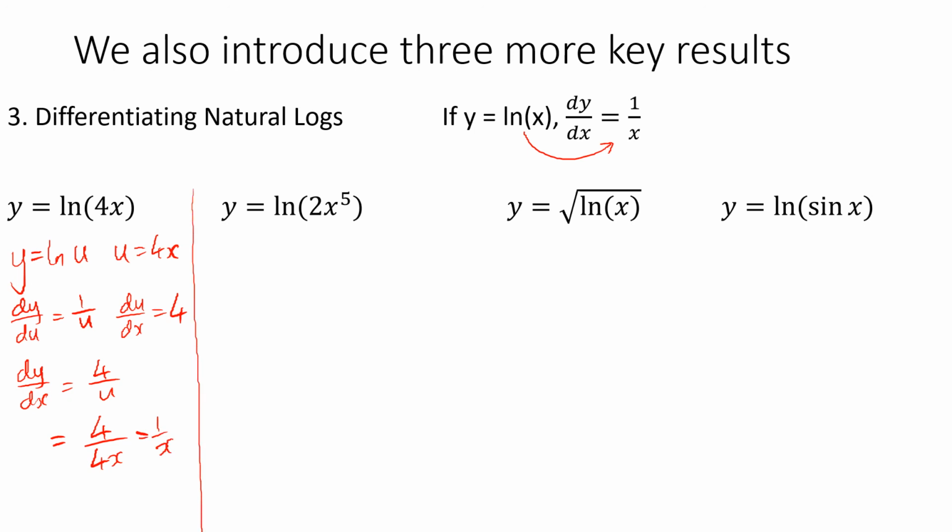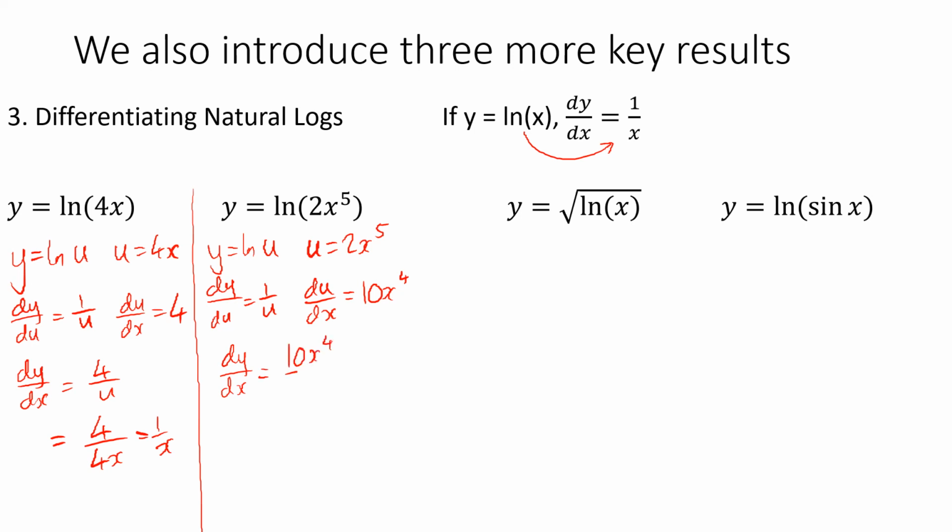Right, what about our next one? y equals ln of u, again. u equals 2x to the power of 5. Our dy du is 1 over u, again. du dx is equal to 10x to the 4 this time. Multiply them all together, we'll get dy by dx is equal to 10x to the 4 over u, which is 10x to the 4 over 2x to the 5, and loads of that will cancel out. So we can cancel out the 10 with the 2 to get 5, and then this will just be over x, so 5 over x.